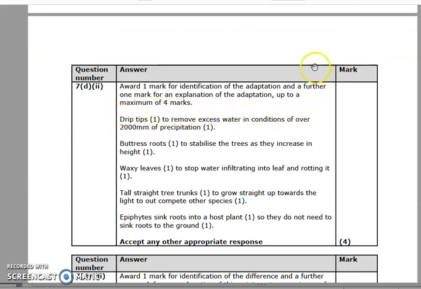So as you can see from the mark scheme, you get 1 mark for the adaptation and 1 mark for the explanation of it. So drip tips to remove excess water, buttress roots to stabilize the trees, waxy leaves. And so you can see how simple these were, but you would need 2 of these and 2 separate ones to make sure you get the 4 marks on this.